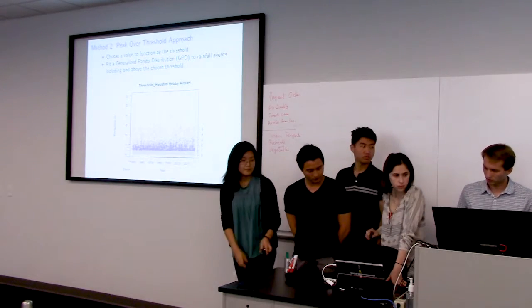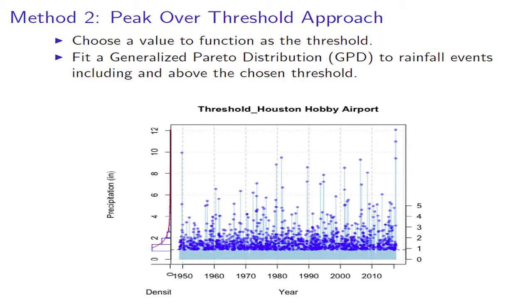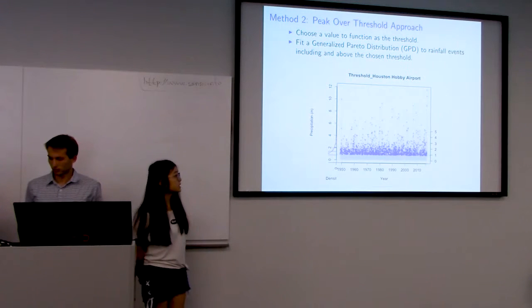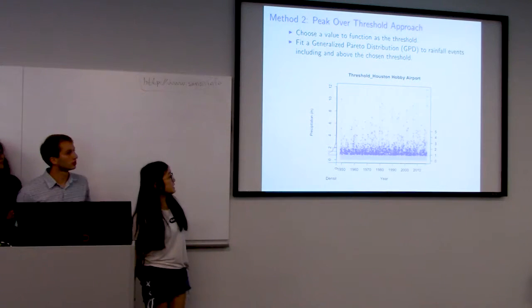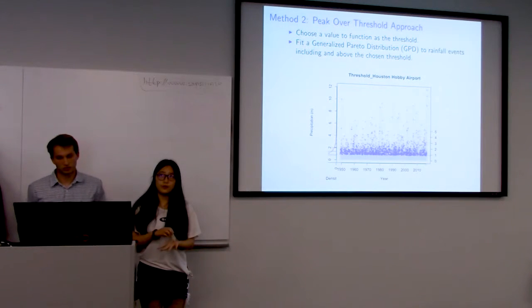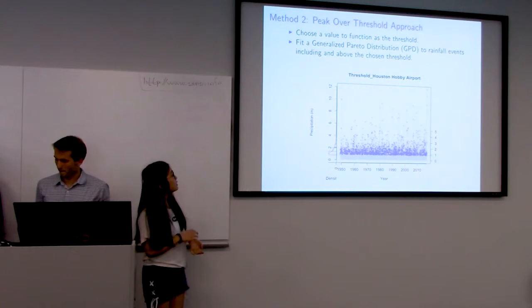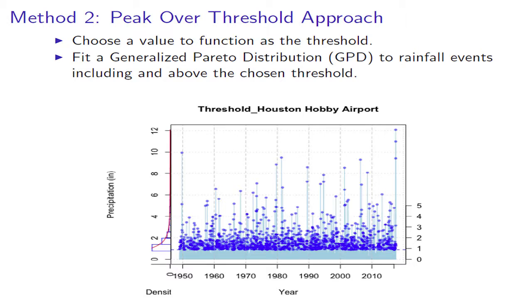The second approach we use is the peak over threshold approach. Our motivation to use this approach is that we want to include more data observations in our subset in order to improve our estimations of the extreme values. Taking the Houston Hobby Airport as an example, we got almost 1,300 observations in our data set instead of 69.